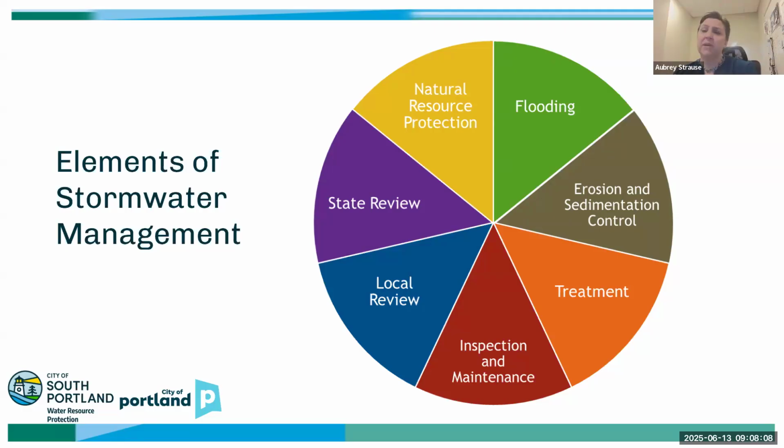So overall, stormwater management has a lot of different pieces. One I missed is natural resource protection. Both of our cities have a really rigorous program to try to reduce wetland impacts. And when we have to do wetland impacts, we make sure that we're trying to compensate for that somehow.